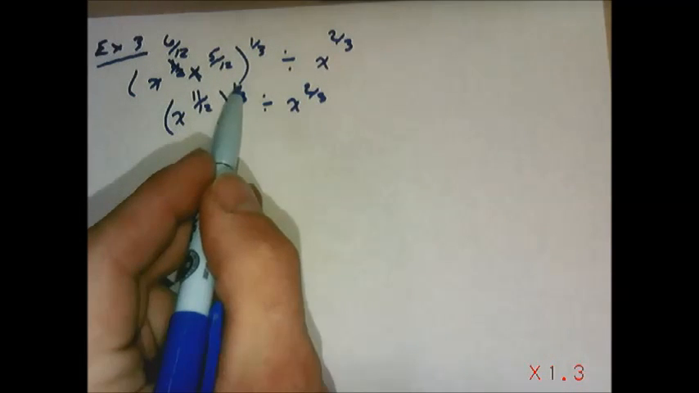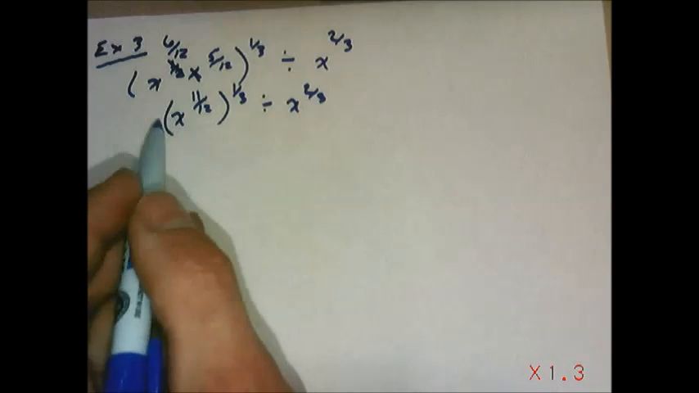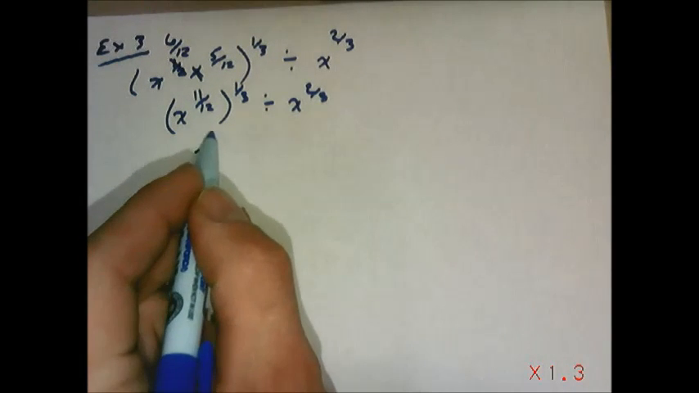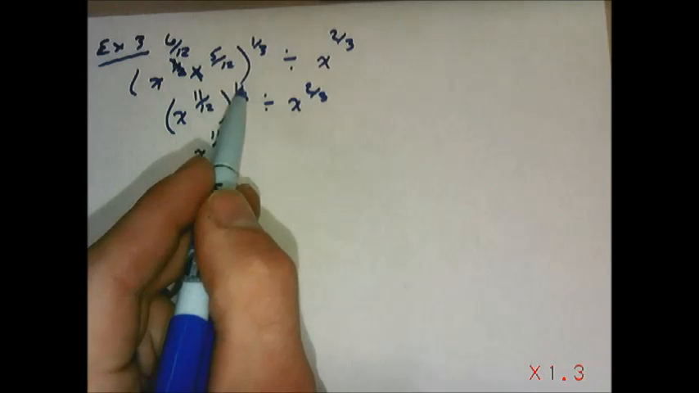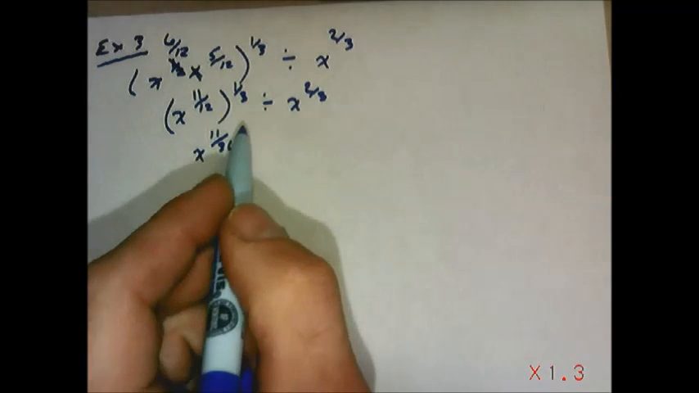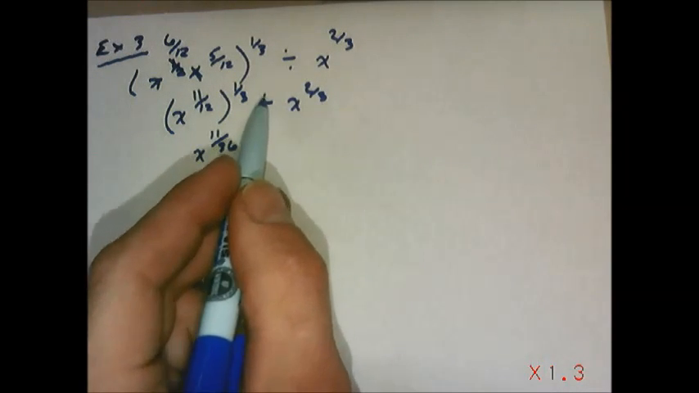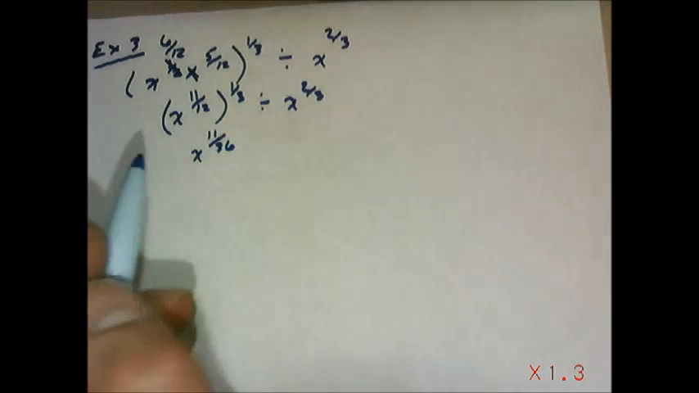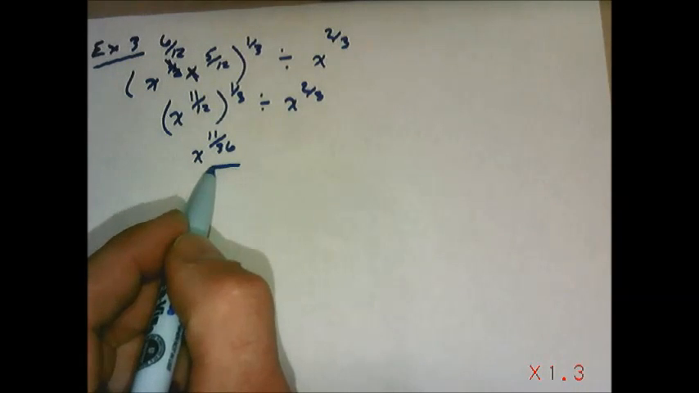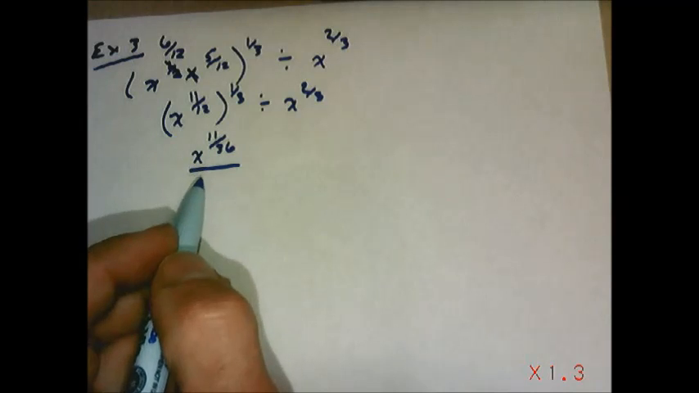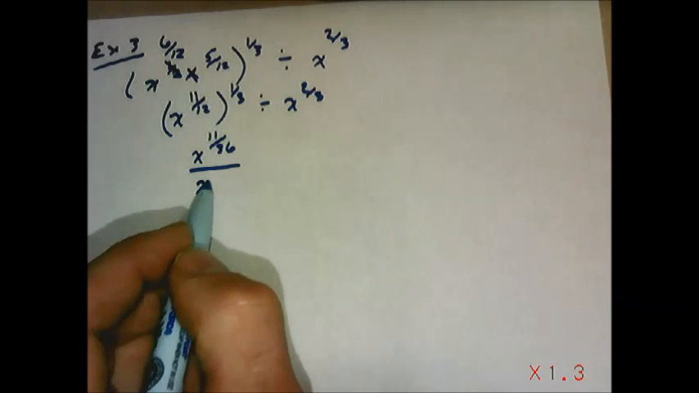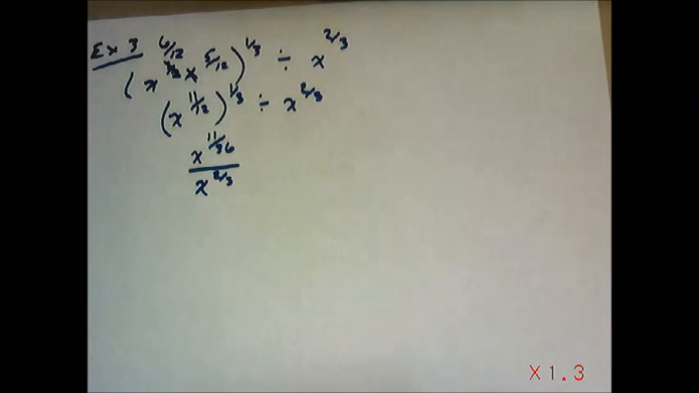Now I have an exponent to an exponent, so I can clean up this first part as x to the 11 over 36. Remember, we're going to multiply these two exponents together. Then I'm going to divide this. We really don't like that division sign, so we're going to write it as a line on top of that, or over that x to the 11/36, and we get x to the 2/3 as our denominator.